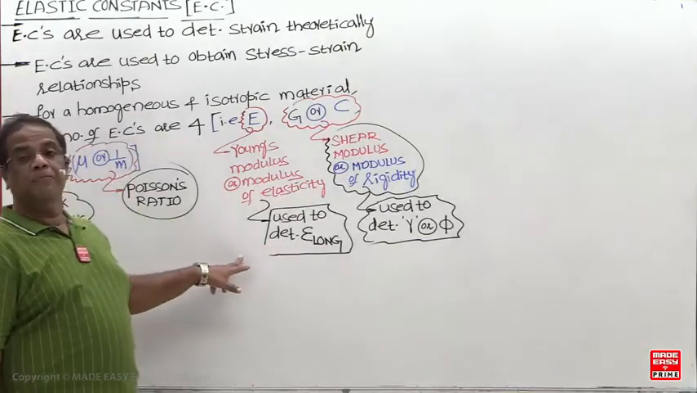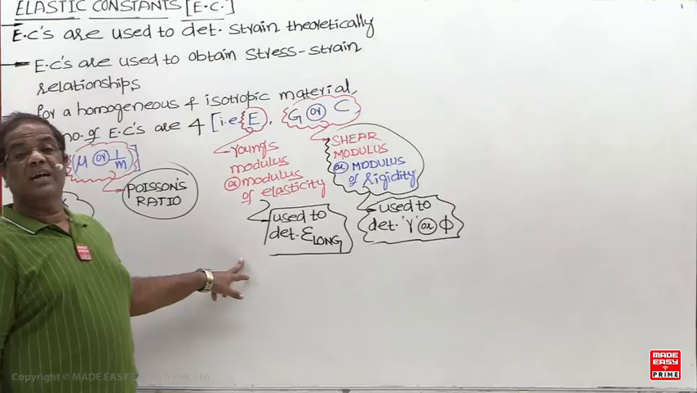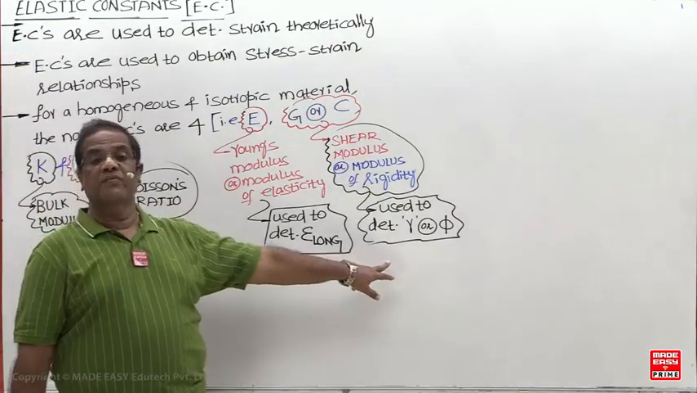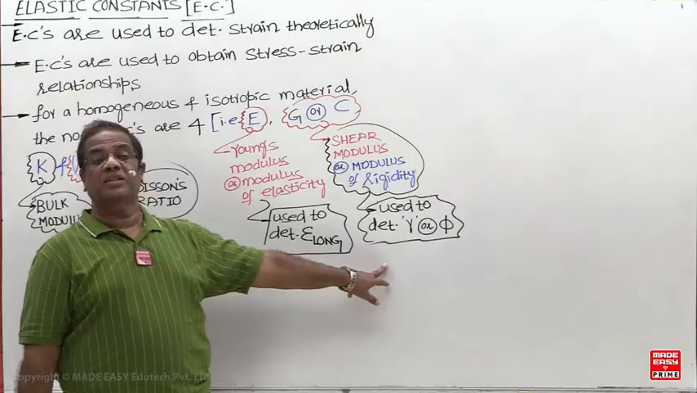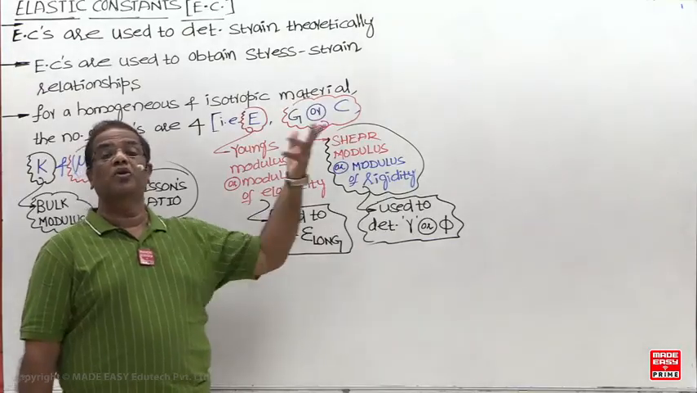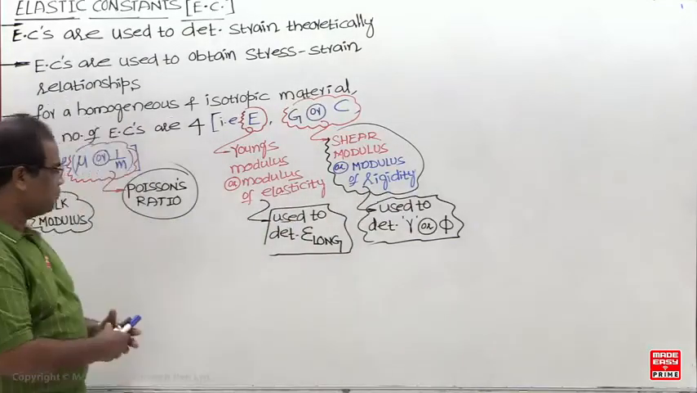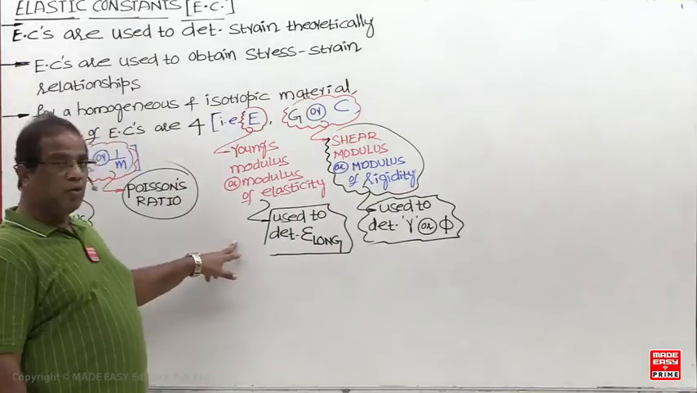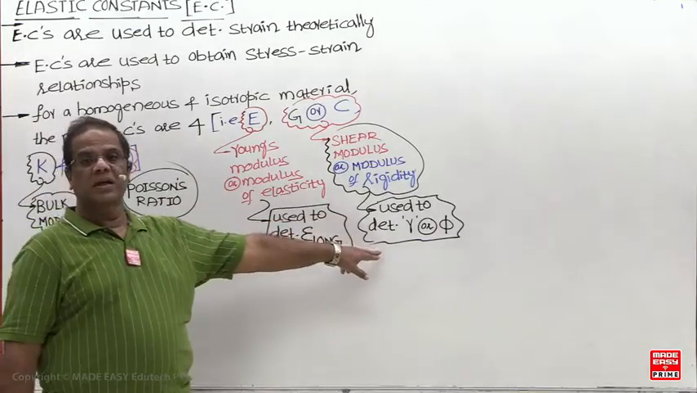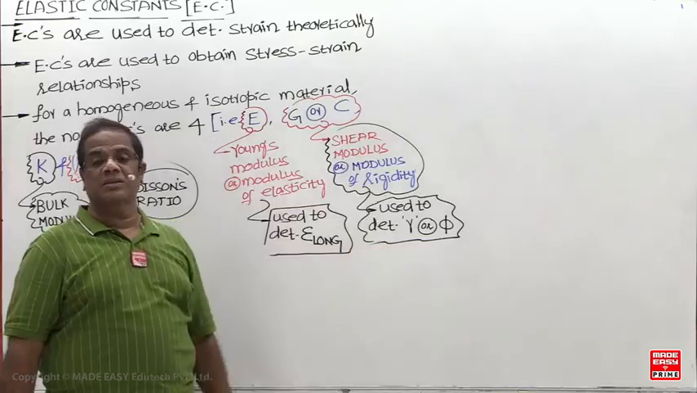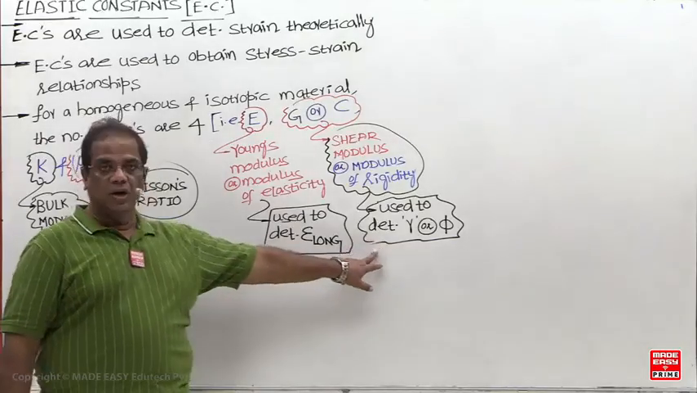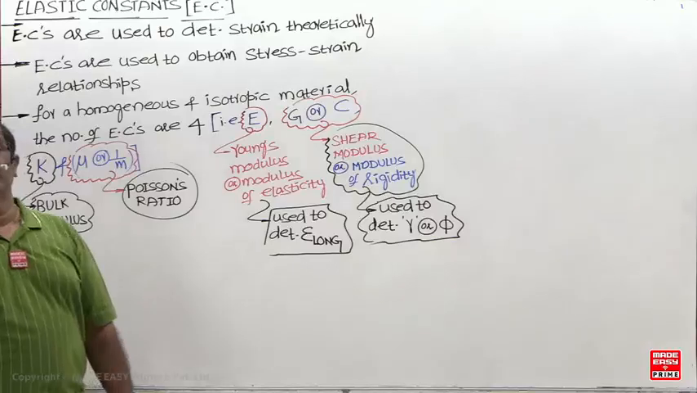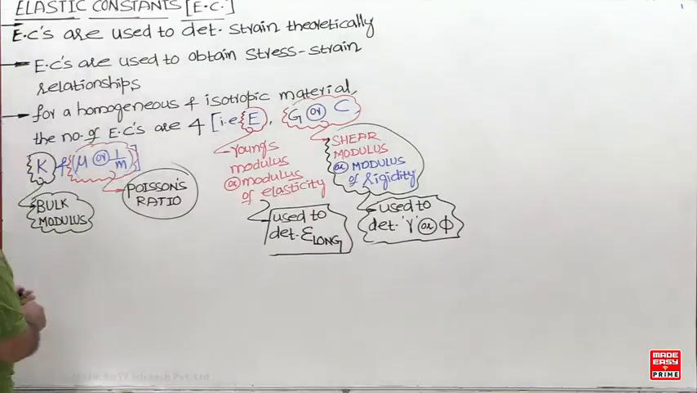E is obtained from the slope of the stress-strain curve, which is drawn using tension test readings. G is obtained from the slope of the shear stress versus shear strain curve, which is drawn using torsion test readings. For every material the tension test is conducted, so we know E. But the torsion test is not conducted for every material, so G is unknown. Hence G is determined by using the relation between elastic constants.